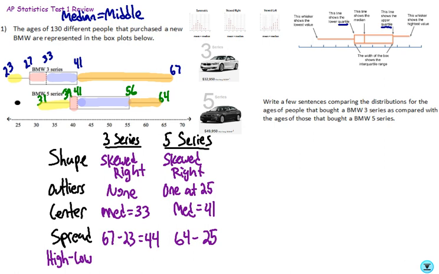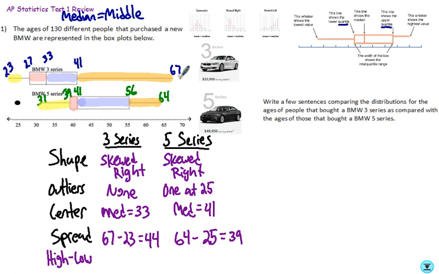So the difference between the two would be 39 years of age, right? So the oldest 3 Series buyer is older than the oldest 5 Series buyer, and the youngest 3 Series buyer is younger than the youngest 5 Series buyer. So what we can see is that this whole thing is a little bit more stretched out for the 3 Series than it is for the 5 Series. Alright, so let's make a comparison.